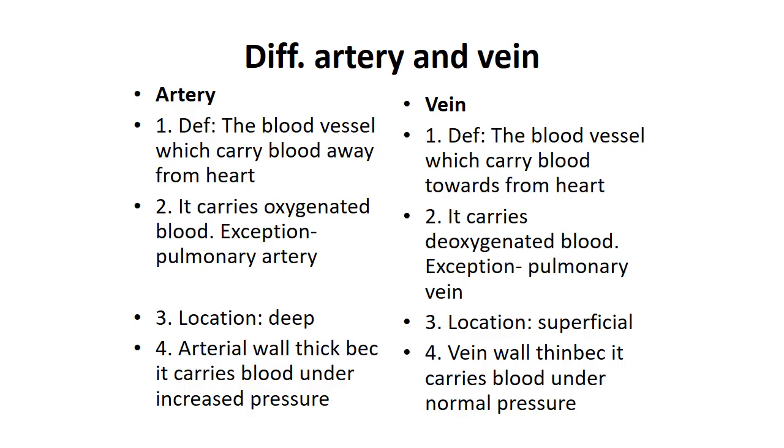Now we will see the difference between artery and vein. Artery is the blood vessel which carries blood away from the heart. Vein is the blood vessel which carries blood towards the heart. Artery carries oxygenated blood except pulmonary artery. Vein carries deoxygenated blood except pulmonary vein. Arteries are deep in location, veins are superficial. Artery wall is thick because it carries blood under increased pressure, and vein wall is thin because it carries blood under normal pressure. Arterial blood collection is used for blood gas analysis, and mainly the radial artery is used, and veins are superficial, so easily we can do collection for all biochemical and serological testing.